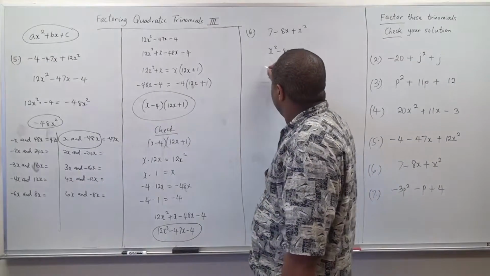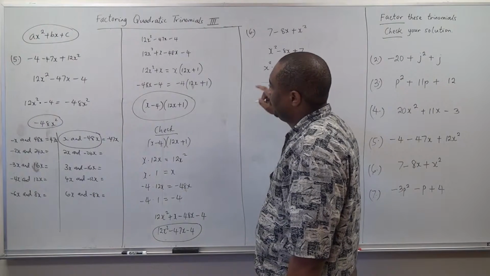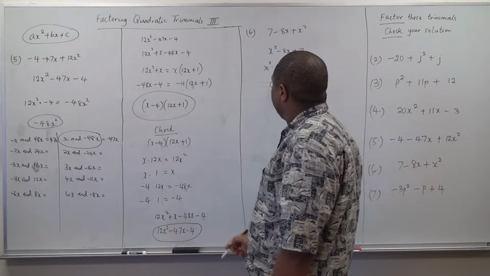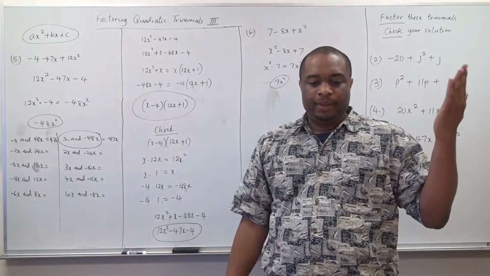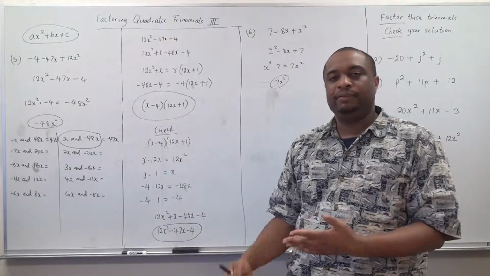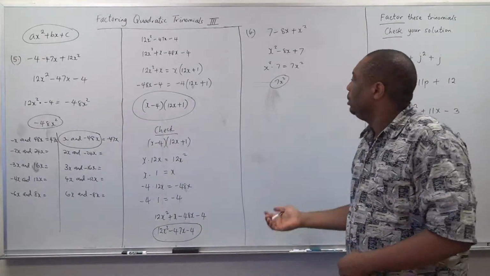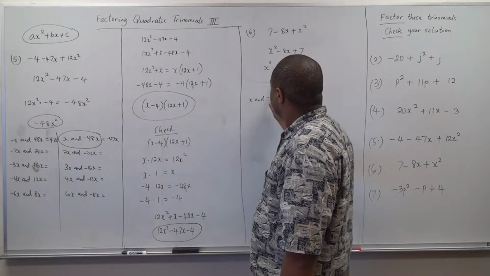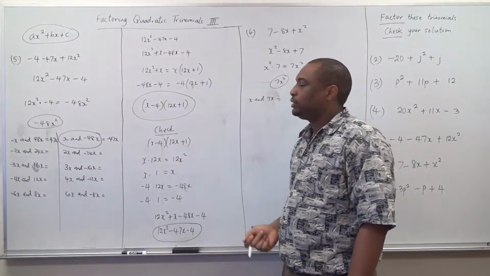So you want to multiply the first and third term, x squared times 7. That gives you 7x squared. Then you find the factors of 7x squared. Now this is positive. So for positive, you consider both positive and positive. Positive times positive gives you a positive. Then negative times negative gives you a positive as well. So for 7x squared, we have x and 7x. You always want to start from 1 and 7. That's the smallest factors.